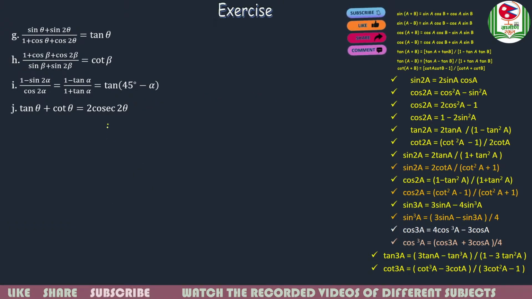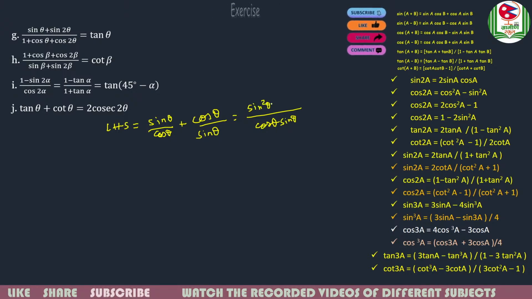So the LHS is tan theta, which is sin theta upon cos theta, and cot theta is cos theta upon sin theta. It's going to be very easy. So it is sin square theta plus cos square theta over sin theta into cos theta. Yes, it's very simple. Sin square theta plus cos square theta is 1, and this is going to be 1 over sin theta into cos theta.